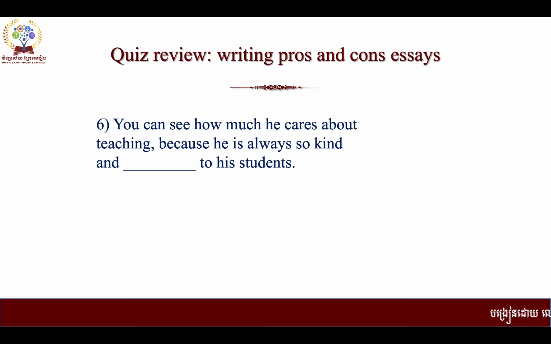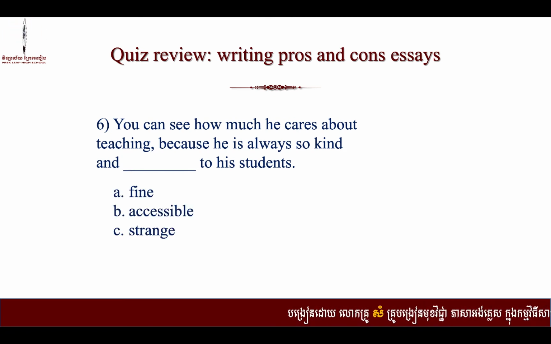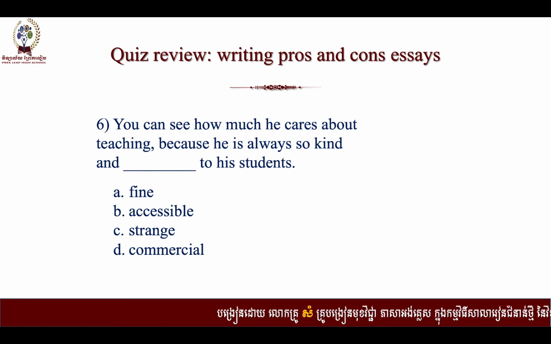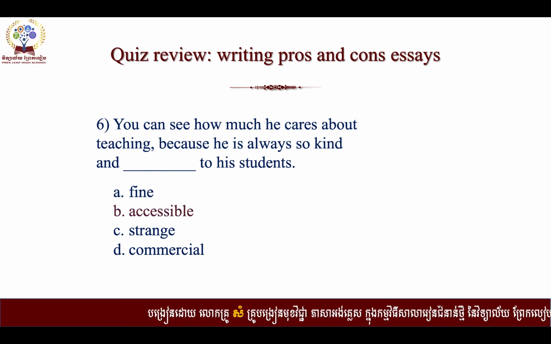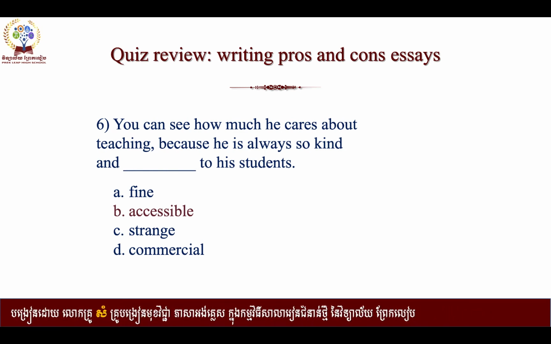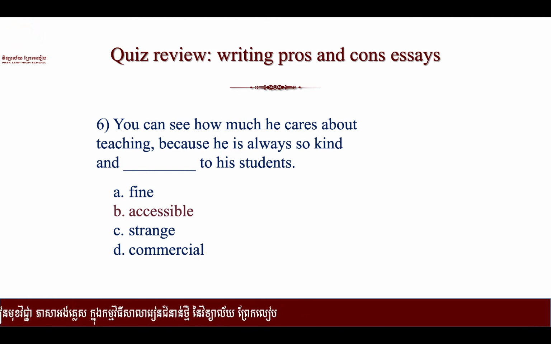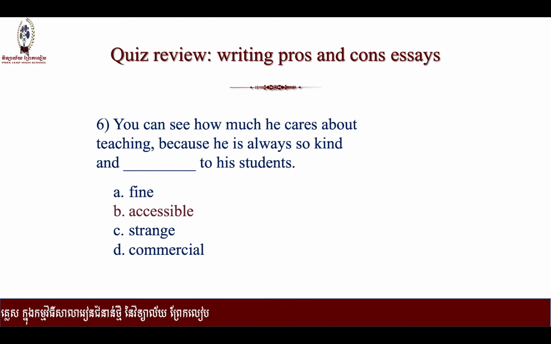You can see how much he cares about teaching because he's always so kind and blank to his students. So we say fine, accessible, strange, or commercial. Here we know that the answer is going to be accessible, and accessible is just the adjective form of access, right? And access is to be able to get near or close to someone. So if we say that he's accessible to his students, that means he's always available. People can always access him for questions, comments, etc. And all of the other answers do not really make sense in the context of this sentence.